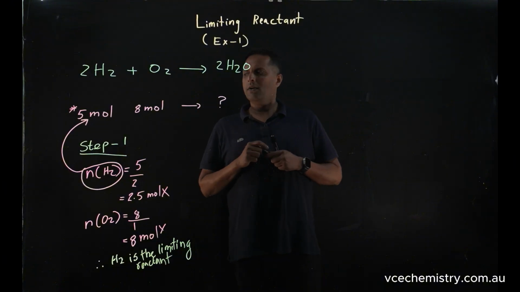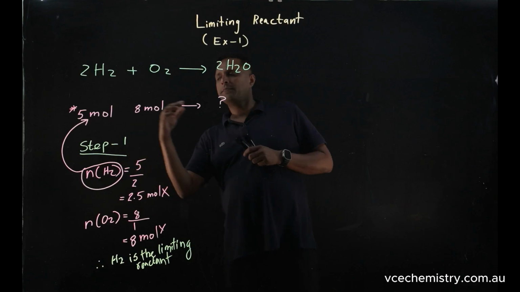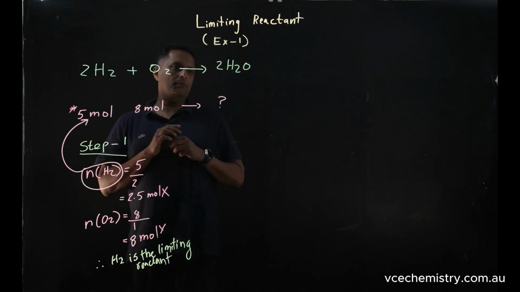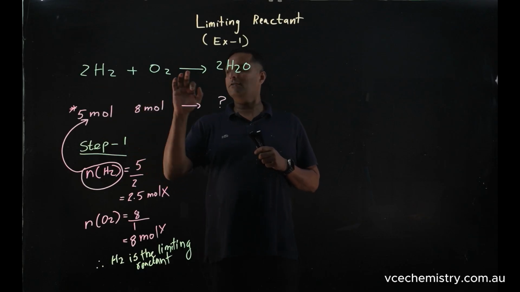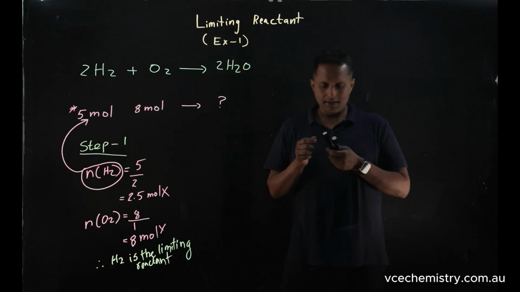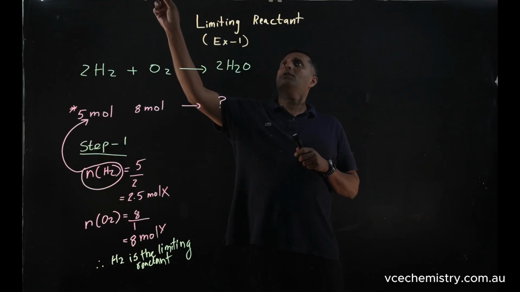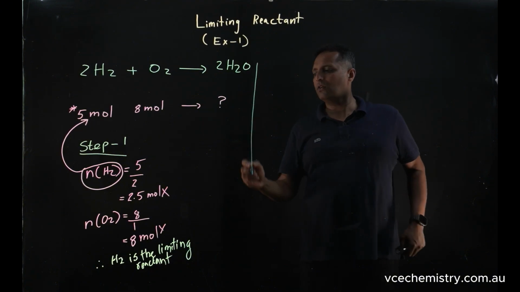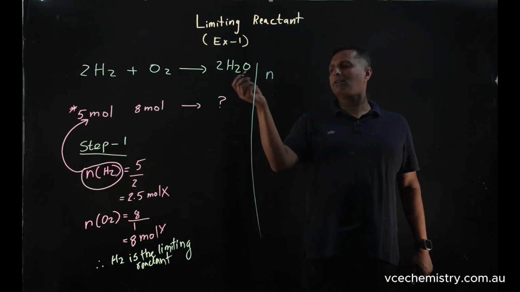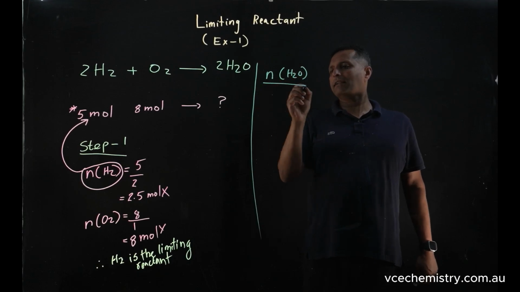Now what do we do? We are going to use the number of moles of limiting to find out the number of moles of water. Now it's very clear, it's a 1-to-1 ratio, so 5-to-5 is 5 moles. But we'll write it properly. So let's put unknown over known. What is our unknown? Water, n H2O. Okay, what is our known?